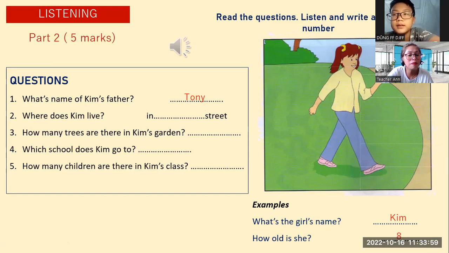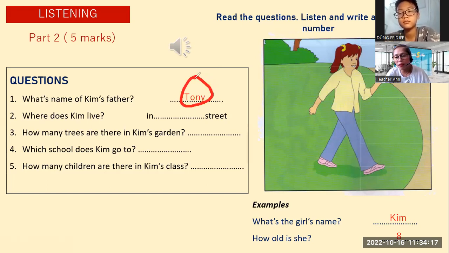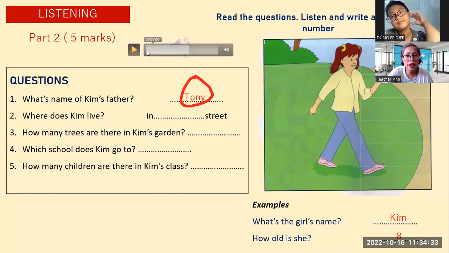Again, what's the name? Okay, the name is Dong Dong. You listen. You read this. Read. Yes, I made the book. You read this. What is this? You read. It is Tony. Tony. Oh, that's the name of Kim's father. Where does Kim live? Oh, where does Kim live? Listen, Dong Dong. Listen. Okay. Where does Kim live?